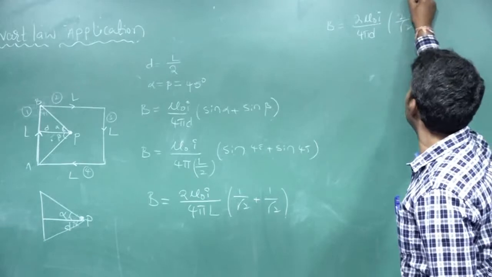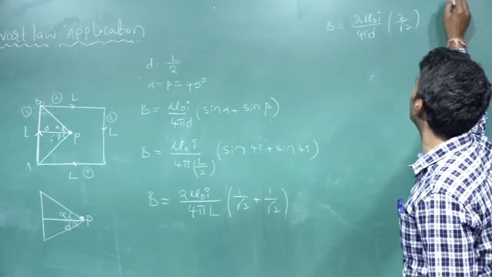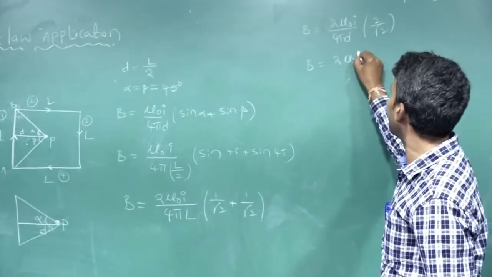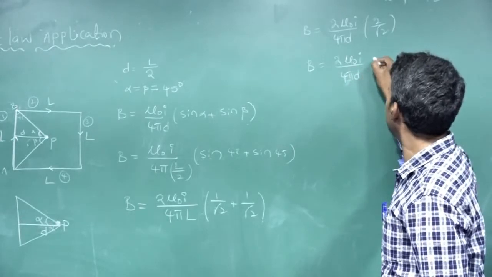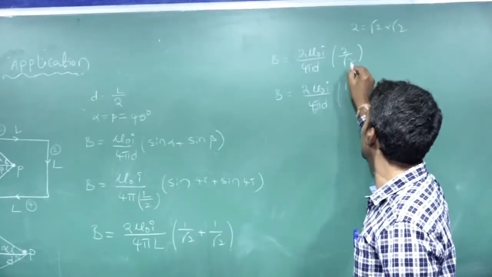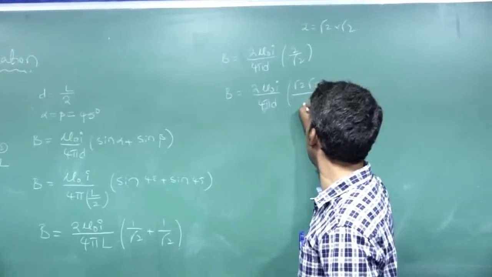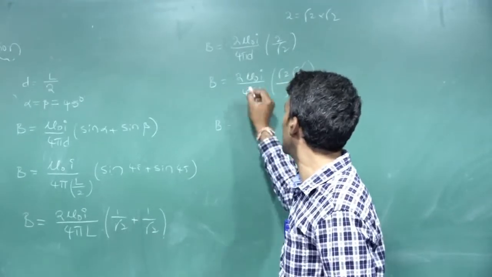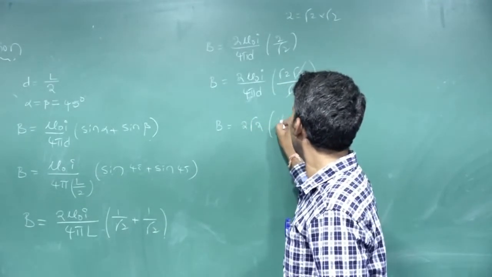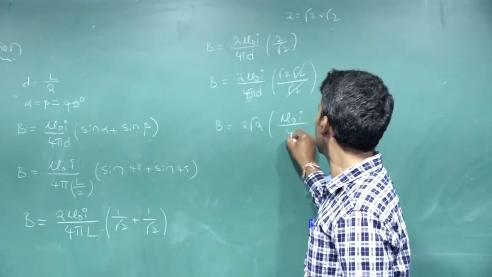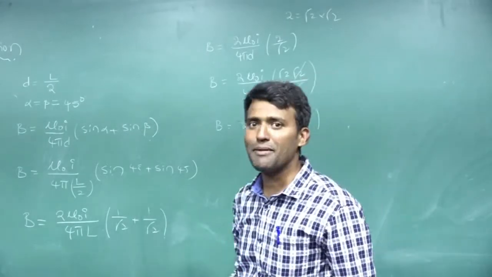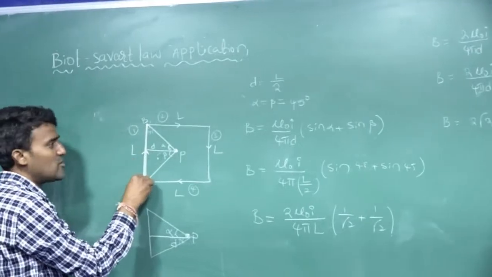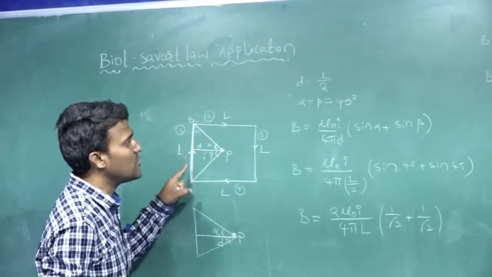This 2, how can you write it? Root 2 into root 2, and root 2 into root 2 is nothing but 2. So B is equal to mu naught I divided by 4 pi d, and that is root 2 into 2, which I am writing as root 2 into root 2 divided by root 2. One root 2 and one root 2 get cancelled. We can write here B is equal to 2 root 2 times mu naught I divided by 4 pi d. This is nothing but the magnetic field along the AB, due to the AB.